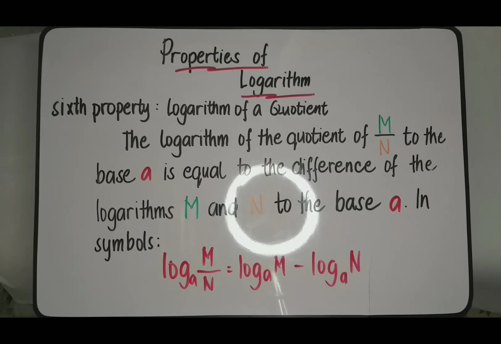So, for our sixth property, which is the logarithm of a quotient. So, here is the definition. The logarithm of the quotient of m over n to the base a is equal to the difference of the logarithms of m and n to the base a. In symbols, we have here logarithm of m over n to the base a equals logarithm of m to the base a minus logarithm of n to the base a.